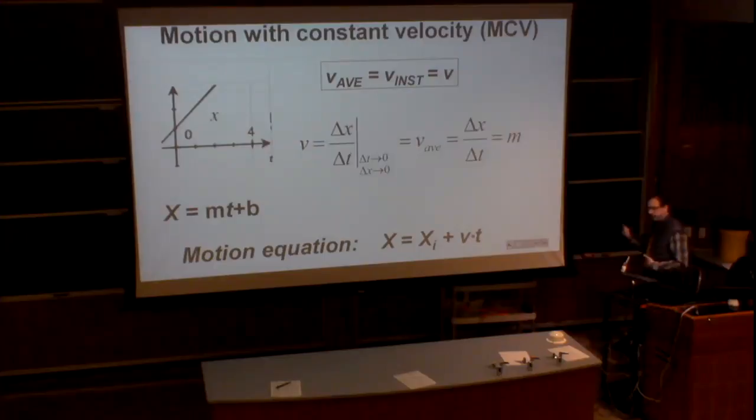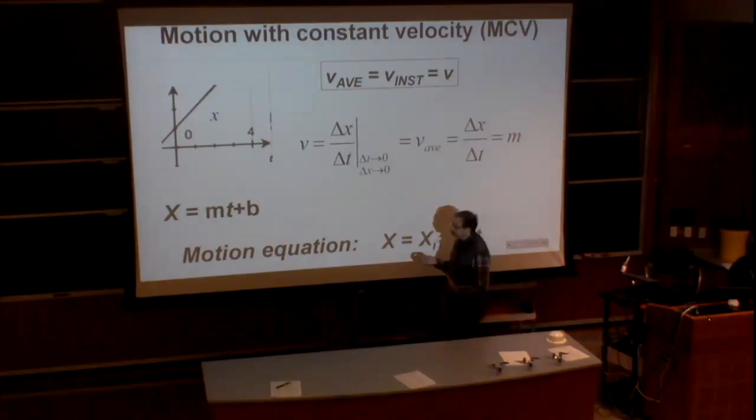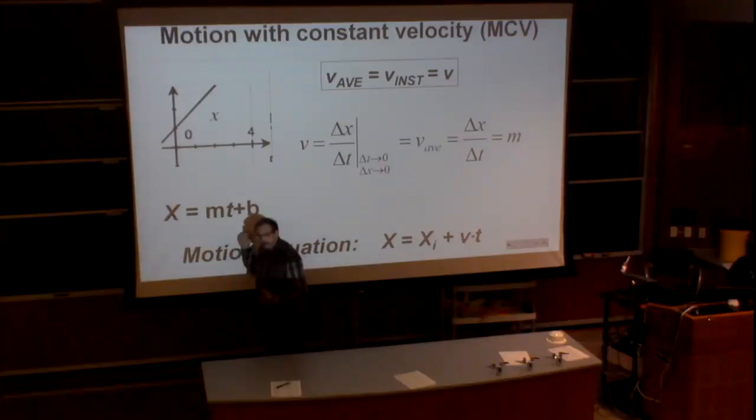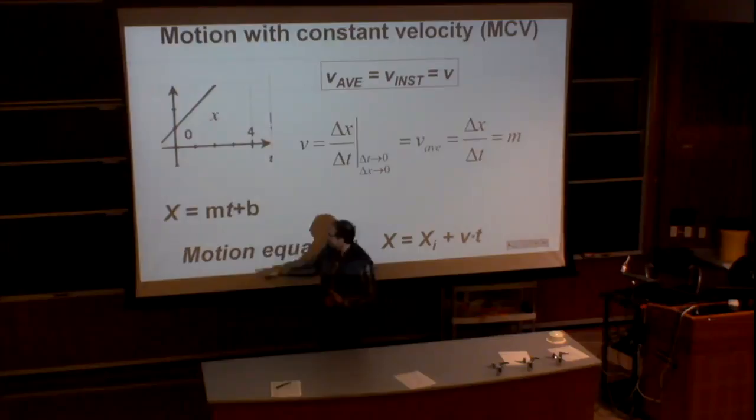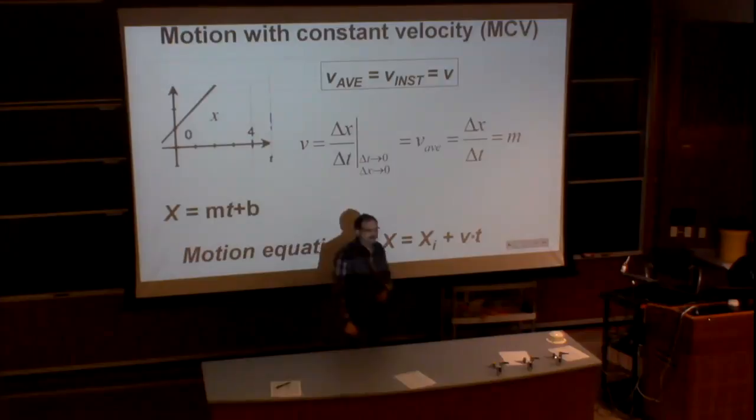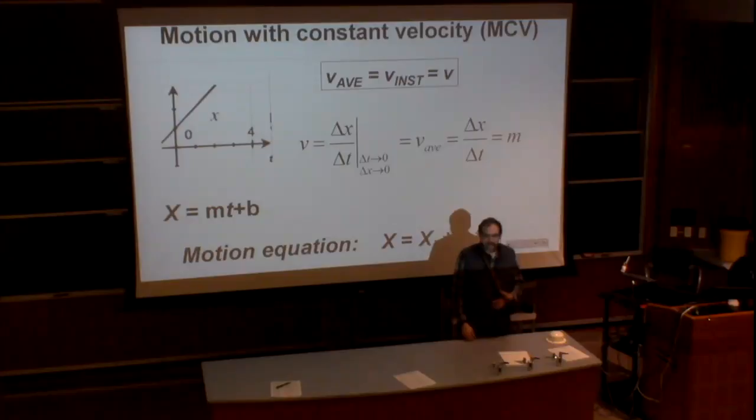Now, from mathematics, we remember the equation which describes a straight line is linear. The relationship between dependent and independent variable should be linear. So this is the motion equation for one-dimensional motion with constant velocity. If time equals zero, this is what we call the y-intercept. If time equals zero, this coefficient gives the initial location, x0. And if we calculate the slope, that is the slope. So this coefficient represents velocity. Which velocity? Instantaneous or average? They're the same, so just velocity.